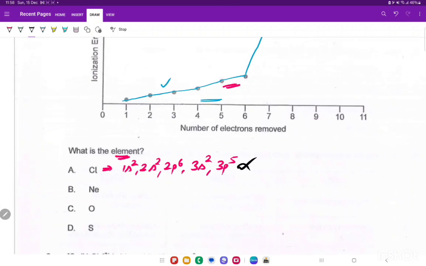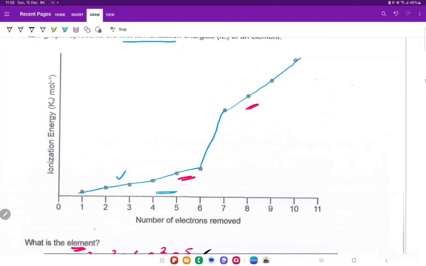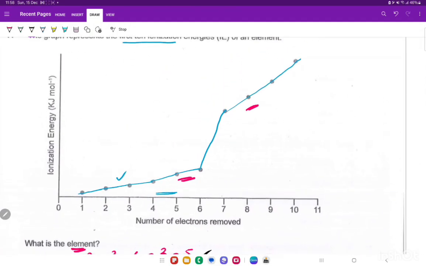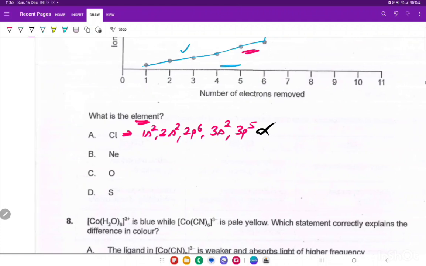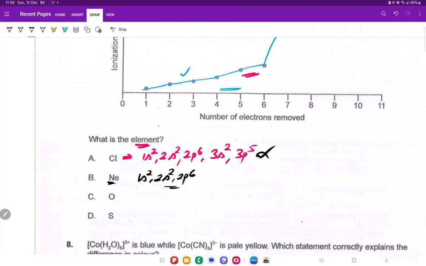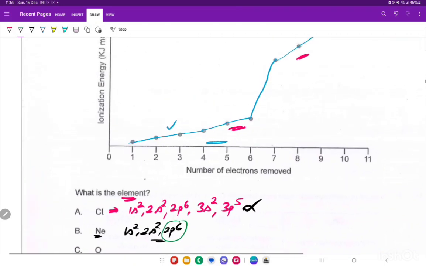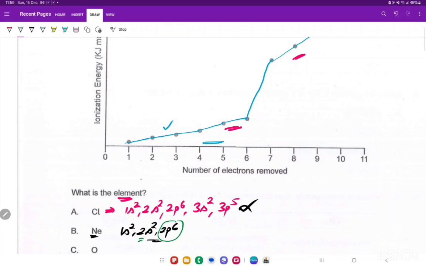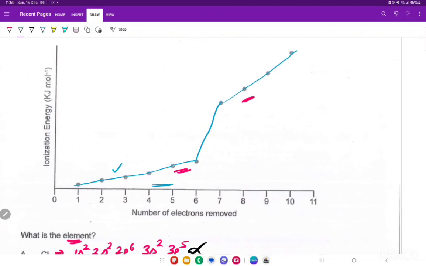Chlorine is not possible. Next, neon has only 10 electrons and we have 11 electrons. Configuration is 1s2, 2s2, 2p6. This is the configuration of neon, with total 10 electrons. The first 6 electrons, that is the 2p6, should have almost the same energy, but then the next 2, that is 2s, should have higher energy, but we can see the next 4 have energy.